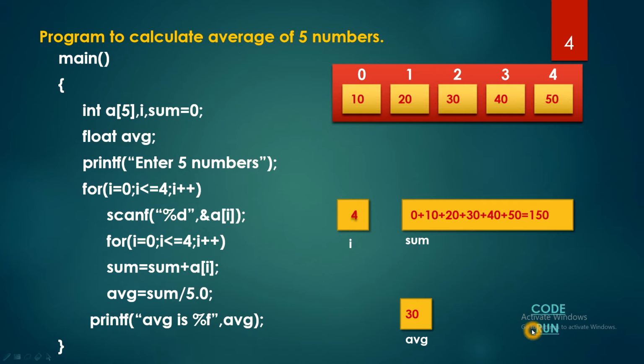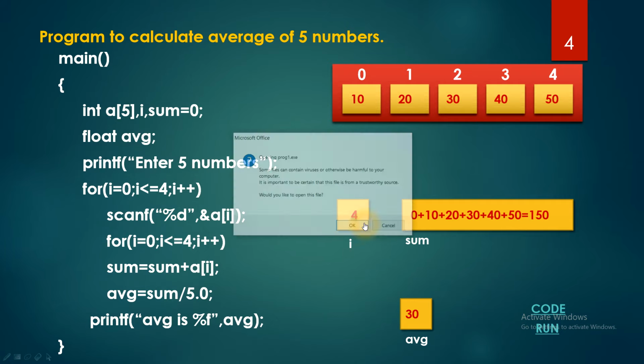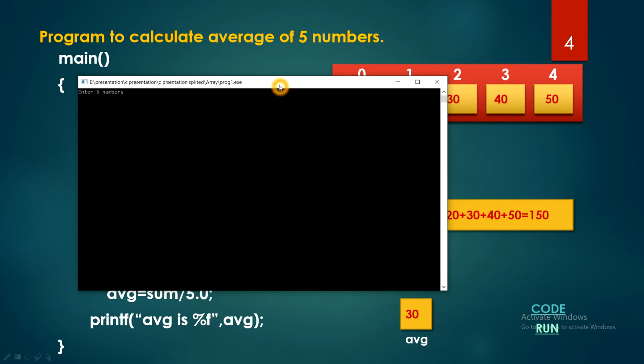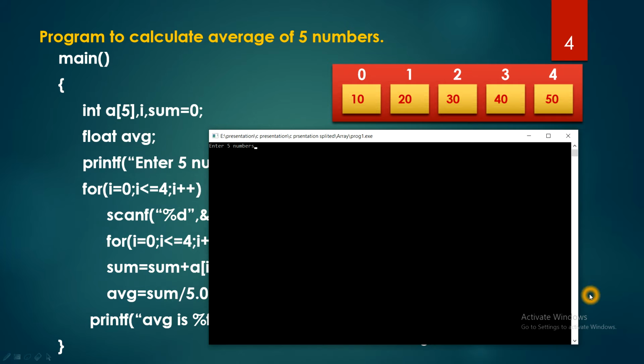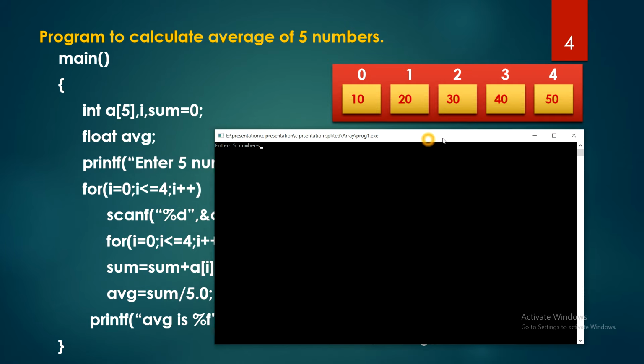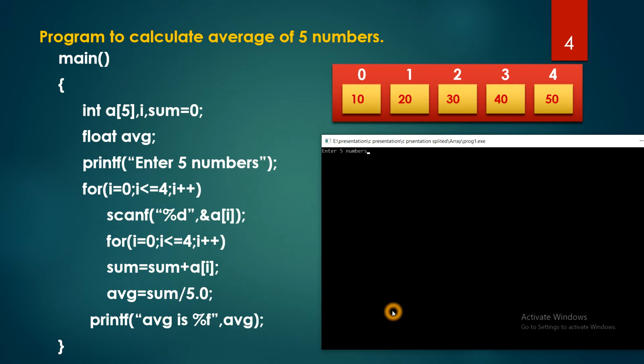So when we run the program, it asks to enter 5 numbers. What are the numbers? The numbers are 10, 20, 30, 40 and 50. You get the average is 30.